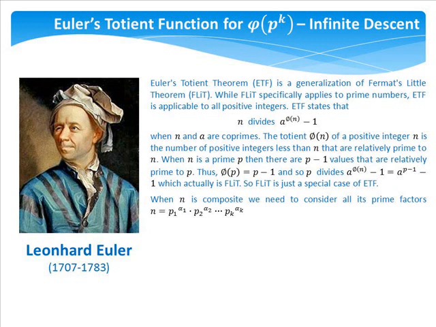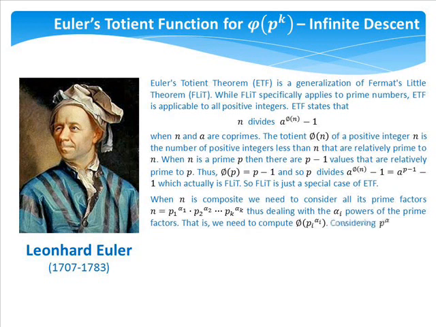When n is composite, we need to consider all its prime factors, thus dealing with the alpha sub i powers over prime factors p sub i. That is, we need to compute each totient of p sub i raised to alpha sub i.